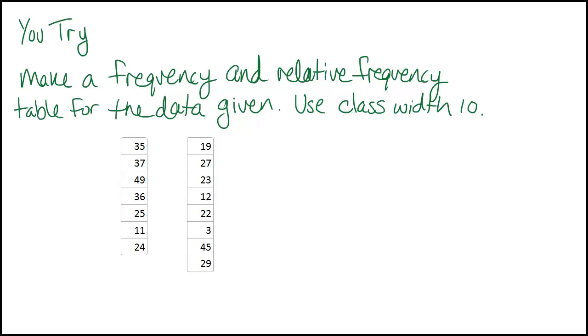Okay, to finish up, I just have a simple example for you to do: make a frequency and a relative frequency table for these data values. And I'm suggesting that you use the class width 10.